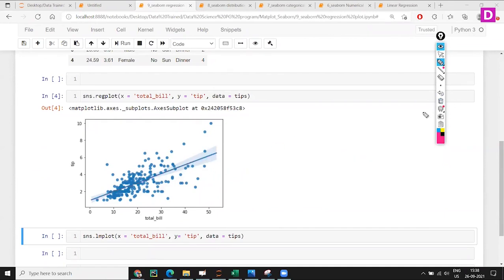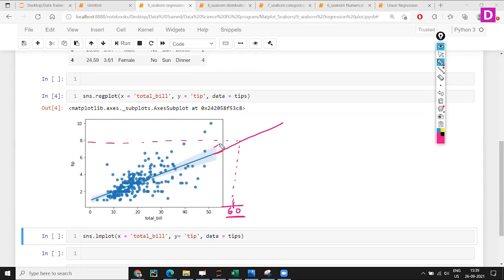Basically, it is giving me an indication, or it is trying to predict, what if a customer is making a $60 bill, right? How much tip can I expect? That time this line will help us to understand. Okay, so let's say this is going somewhere here, right? So you can see around $8 you can expect.